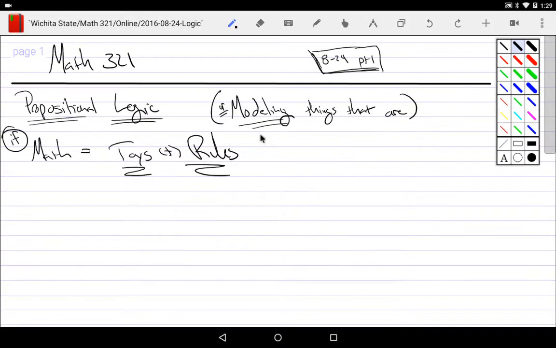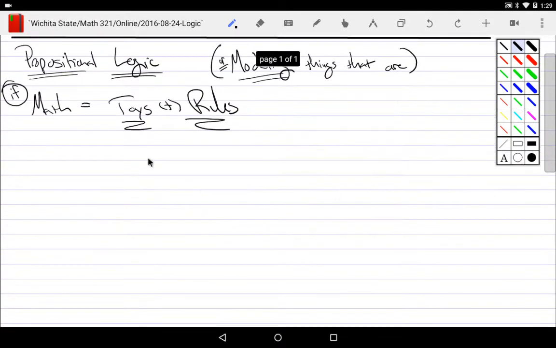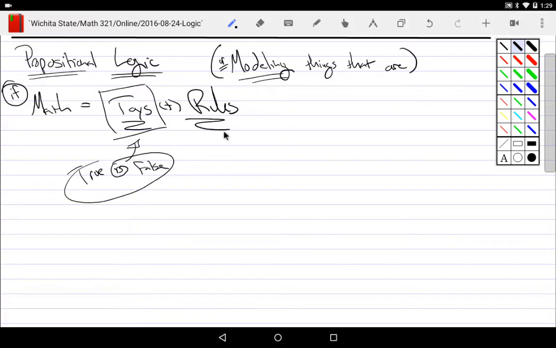But for now, since we're talking about modeling things that are, the toys that we'll work with under propositional logic are going to be English sentences of a particular type. And what we're going to talk about is the idea of things that are true versus things that are false. Basically, a truth or a lie. And how can I model or understand, in a sense, this idea of a truth or a lie being things that are.